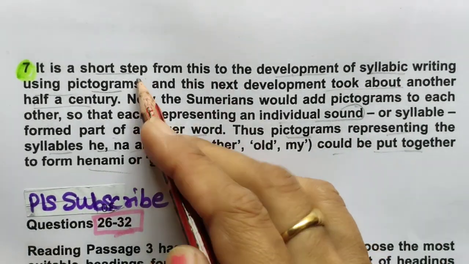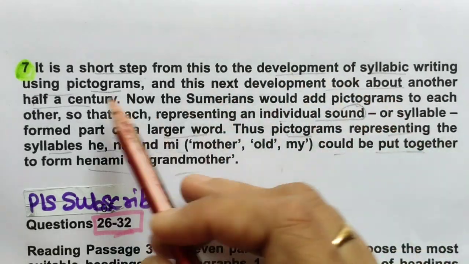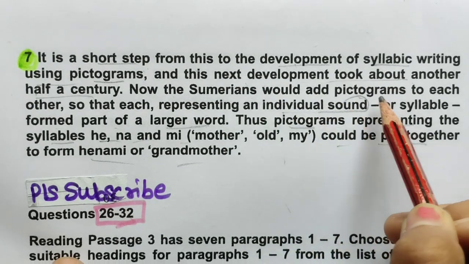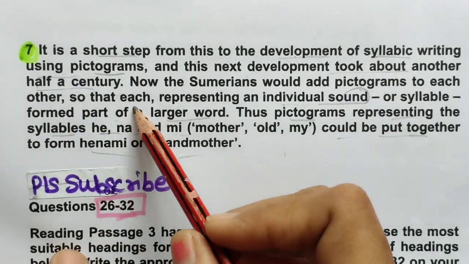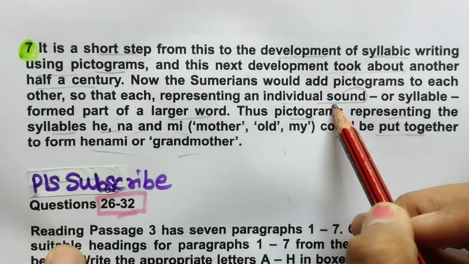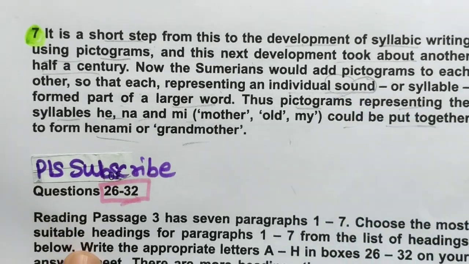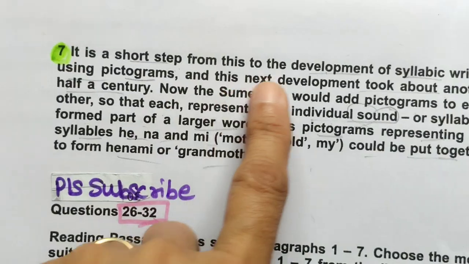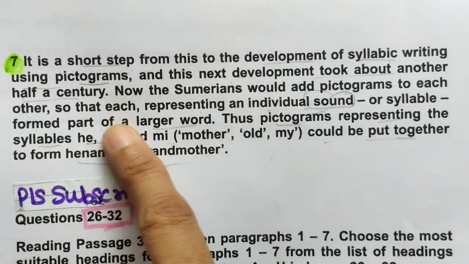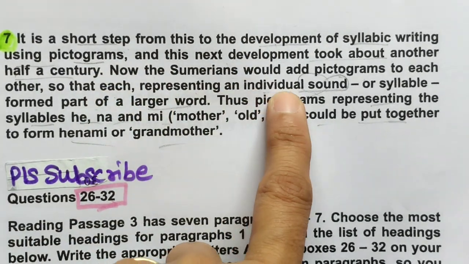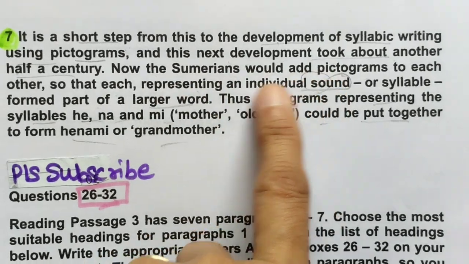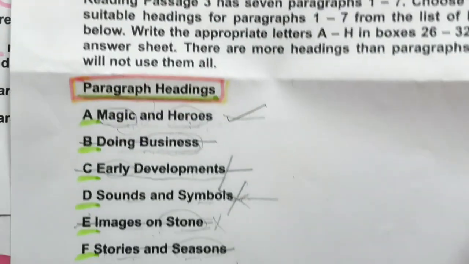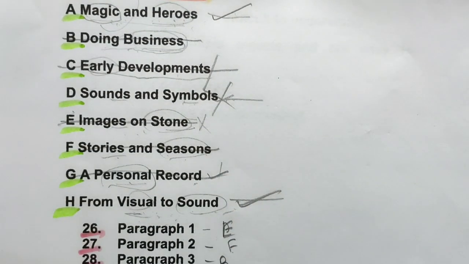I think it is a short step from this development of syllabic writing using pictograms, and the next development took this. Now the Sumerians would add pictograms to each other so that representing an individual sound. Okay, individual sound. So now it is clear this will come with visual to sound. See, this visual is here, writing and pictograms, and there they are representing an individual sound. Okay, now it is clear this will come. So next question.